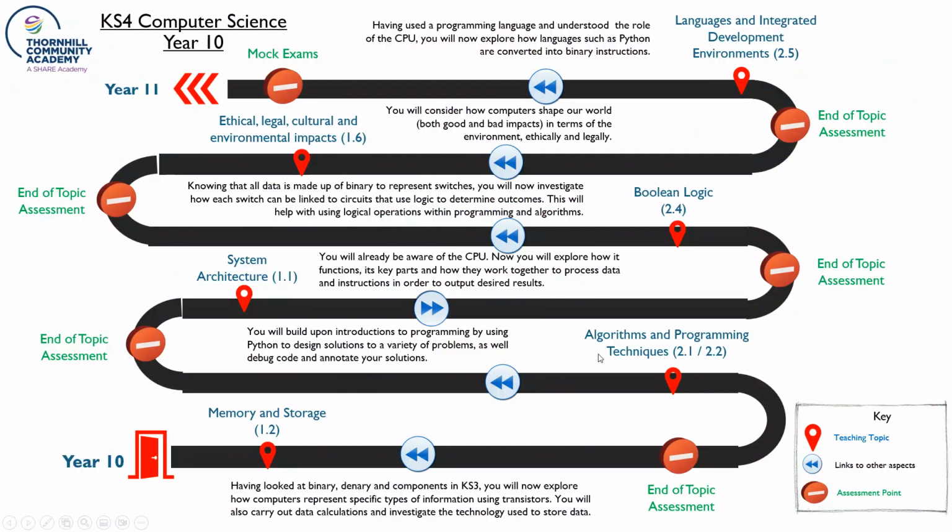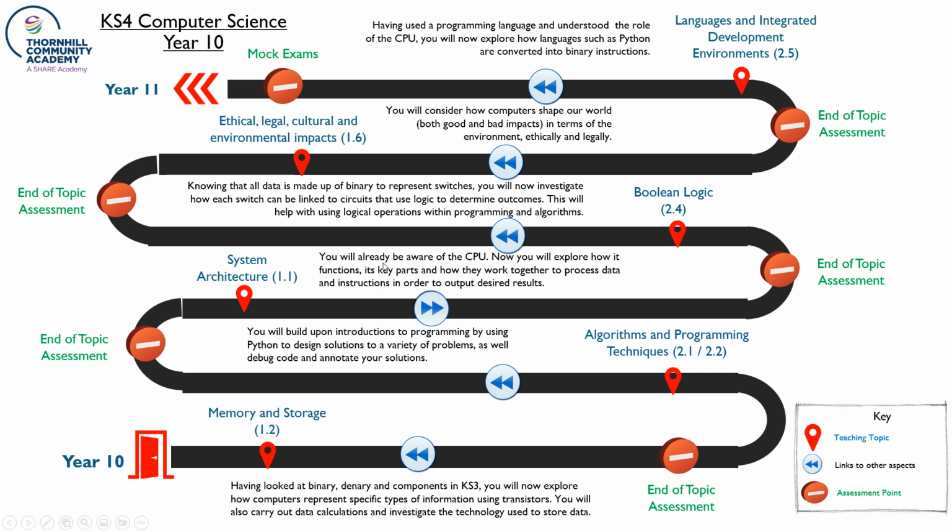A little bit about the course. At Key Stage 4 we offer GCSE Computer Science. In Year 10 this is how our learning journey looks. We start the course with looking at memory and storage and intertwine it across component 1 and component 2, as we advance into algorithms and programming techniques, where we learn to program using the programming language Python.